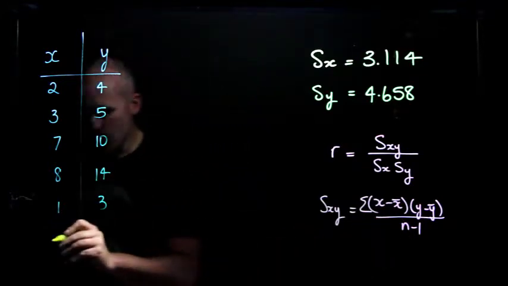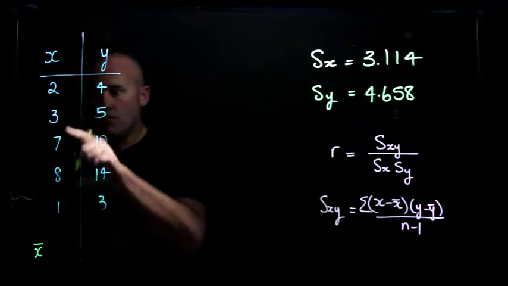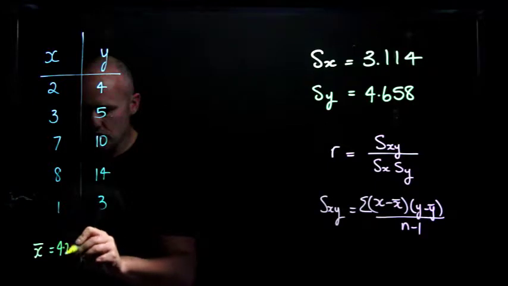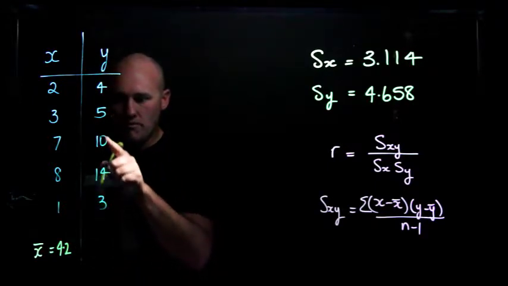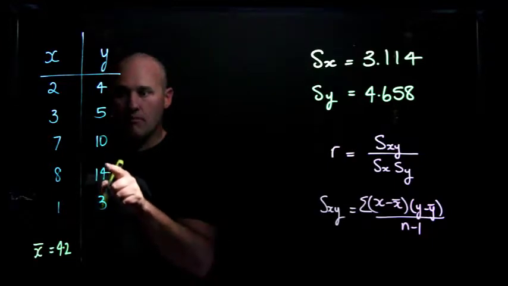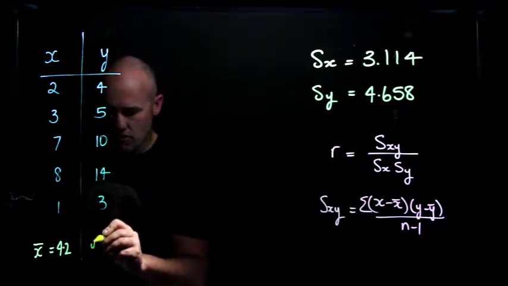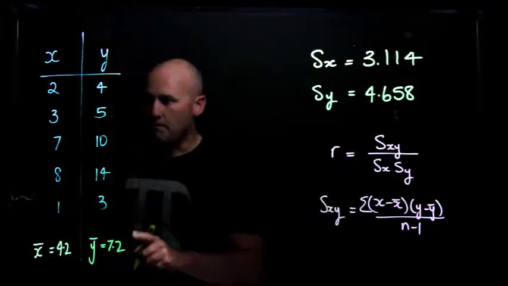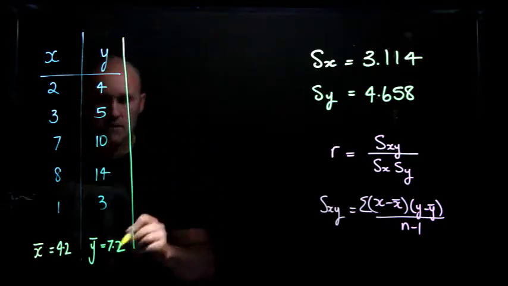Keeping in mind, of course, that the x bar value, which we calculated earlier as the sum of these divided by 5, was equal to 4.2, and the y bar value was the sum of these divided by 5, which was 36, so y bar was equal to 7.2. So now we're going to calculate our additional columns here.